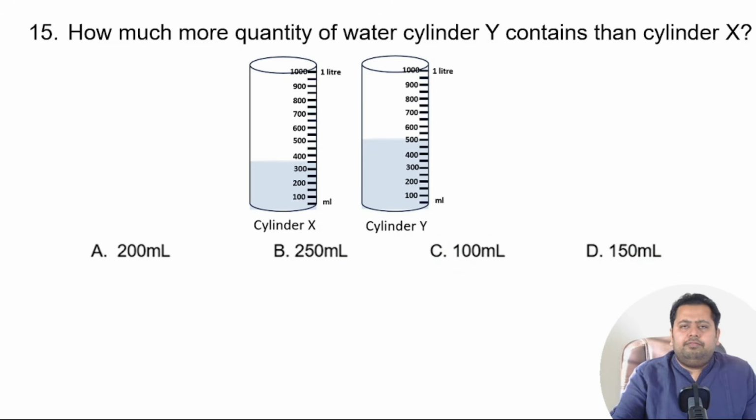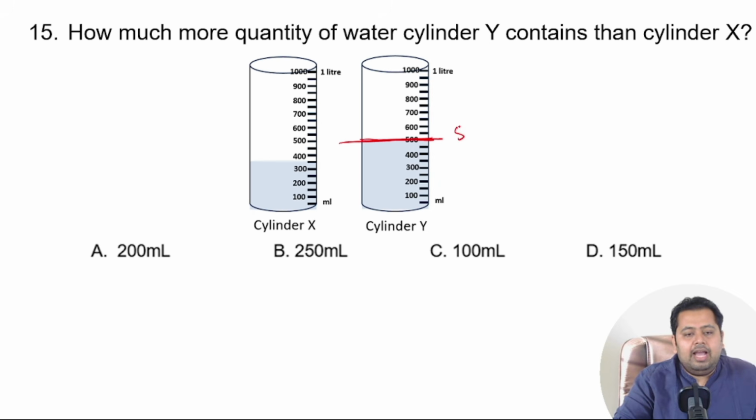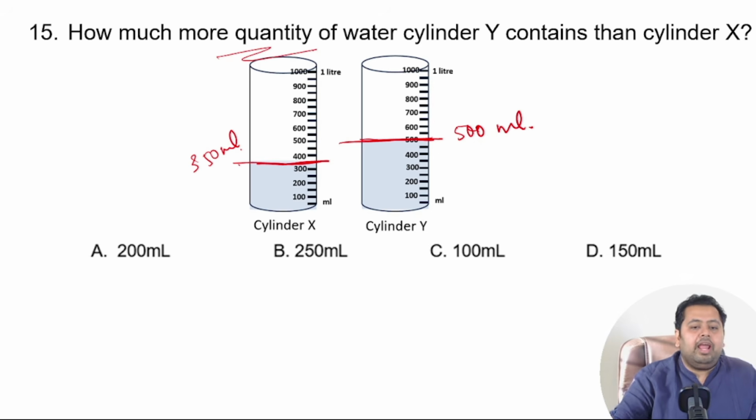Great. So hopefully you would have got the question correctly. If you can see over here, cylinder Y has 500 ml of water. How much is in cylinder X? Cylinder X has 350 ml of water, right? So what you need to do is find how much more quantity there is. You just have to do a simple subtraction.